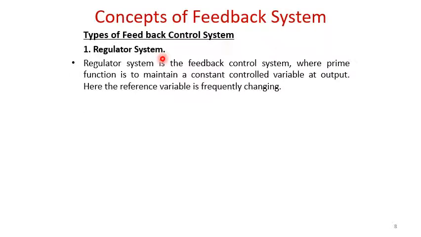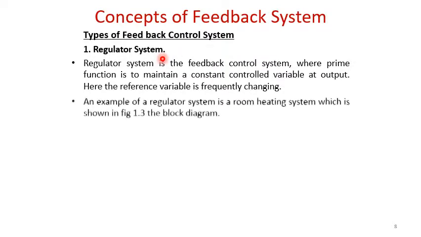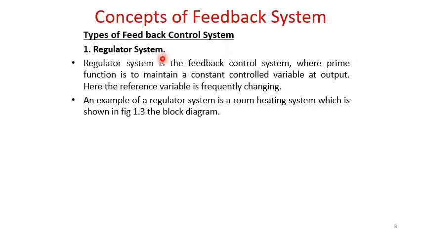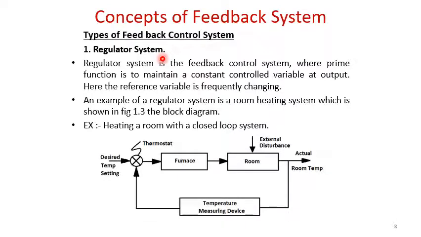In a regulatory type of feedback control system, the primary function is to maintain a constant controlled variable at the output. Here the reference variable is frequently changing. So as there is a change in the requirement, we have to change the position of the reference variable. An example is a room heating system, which is shown in the block diagram below.